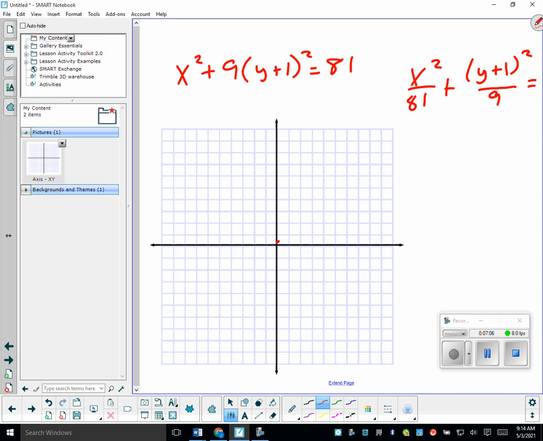That equals 1. I ran off the edge. All right, what is my center? What's subtracted from x? 0. What's subtracted from y? Negative 1. Hold up. Why is it negative 1? Remember, it was y minus k. Oh, yeah. So the center is 0, negative 1?